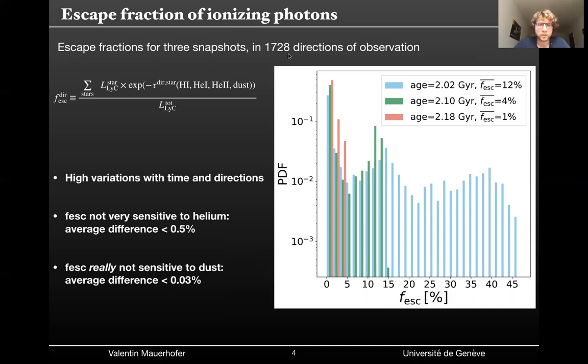I also tested removing helium and dust to see the difference, and I find that the escape fraction is not very sensitive to helium. The average difference is only around 0.5%. And the escape fraction is really not sensitive to dust because in all the simulations, the optical depth of H I is always bigger than the optical depth of dust. So dust does not have a major role for the escape fraction in the simulation.